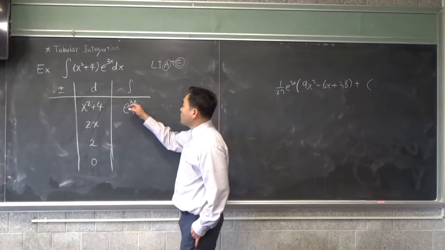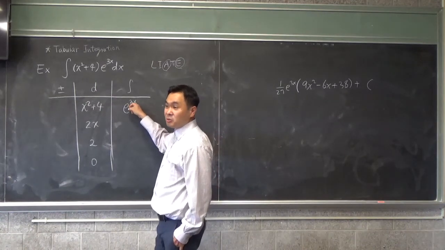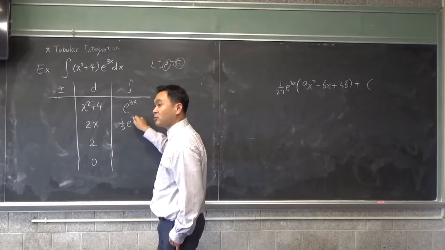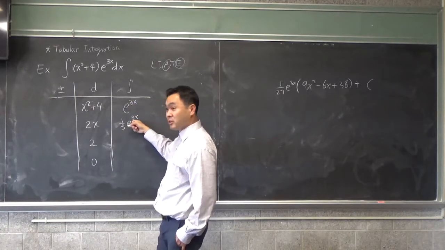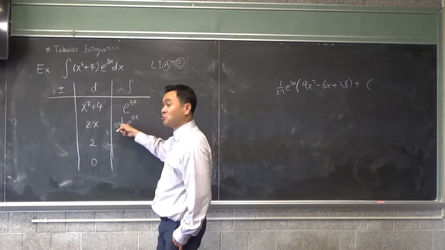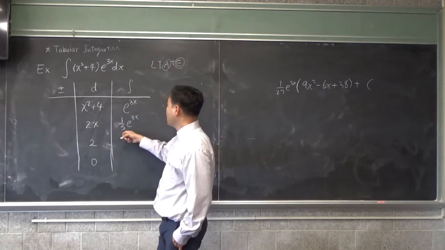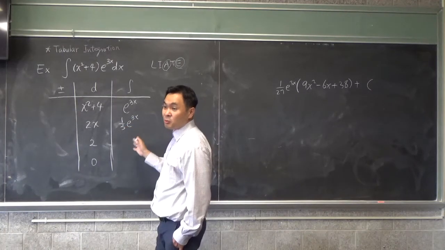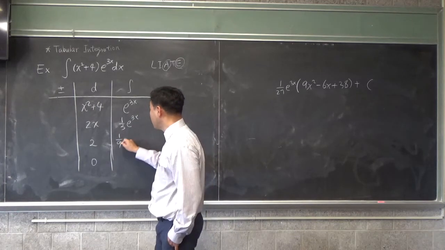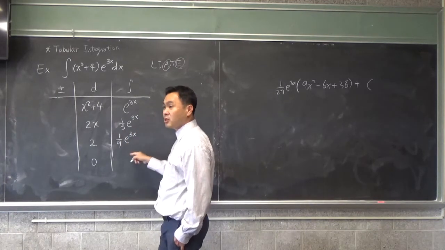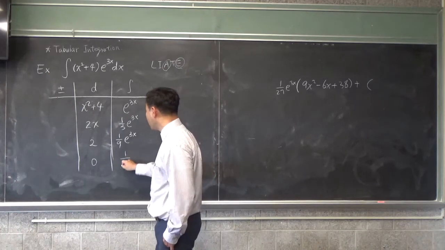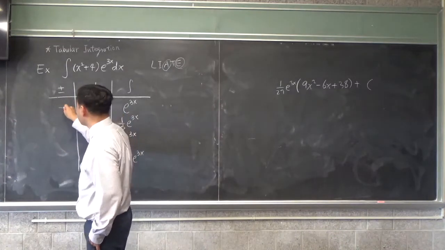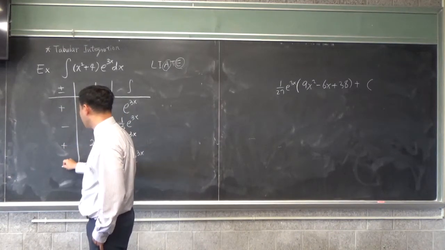For the integral column, you keep integrating. What's the integral of e to the 3x? 1/3 e to the 3x. Remember this 1/3 is created by this 3, right? If this was e to the 4x, this should be 1/4 e to the 4x. You integrate this again, what do you get? 1/9, because it's another 1/3. 1/3 times 1/3 is 1/9. Integrate this again, you get 1 over 27 e to the 3x. And this column will alternate plus, minus, plus, minus.